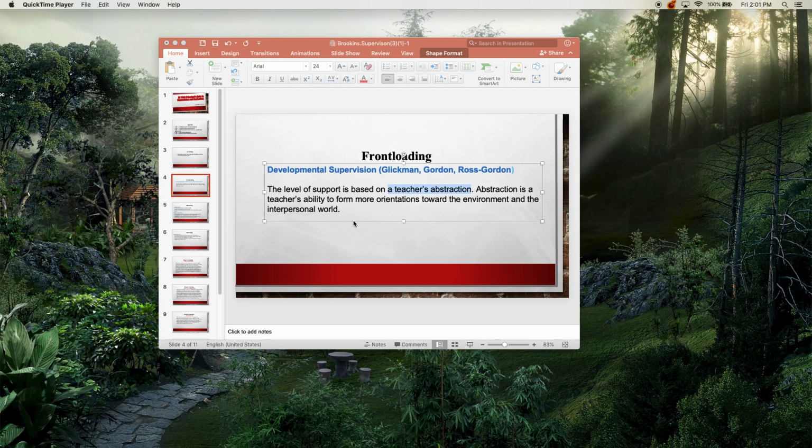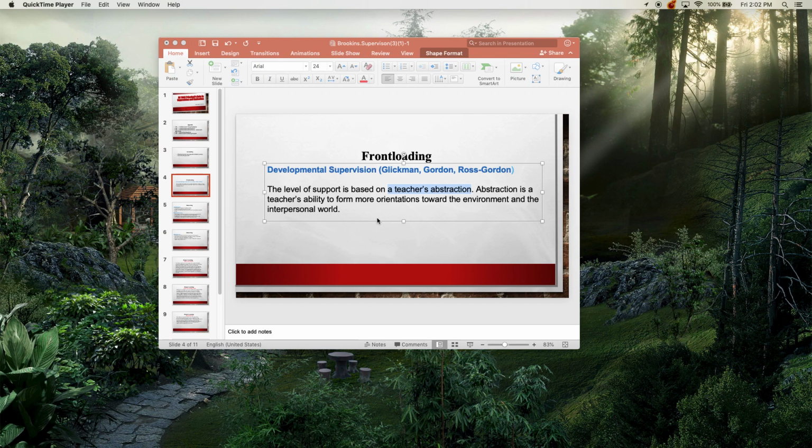Welcome back. We're going to continue our conversation on developmental supervision. Last week we left off talking about a teacher's level of abstraction, the level of support that we take our subordinates through. It decreases, and decreases based upon need. That need we qualified last week as a level of abstraction.